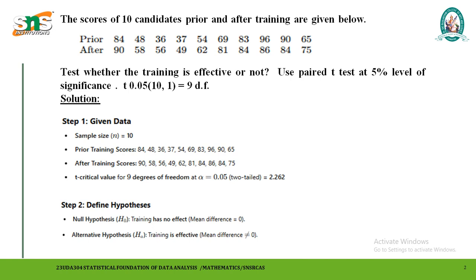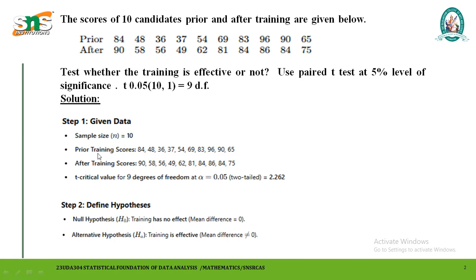We have to test whether the training is effective or not. Use paired t-test at 5% level of significance. We have to find the values. First we have to collect the given data which is given in the question. Here there are 10 candidates in total, so the sample size for this problem is 10.